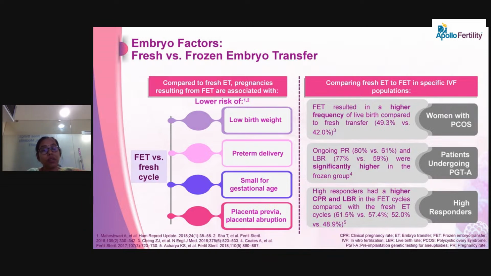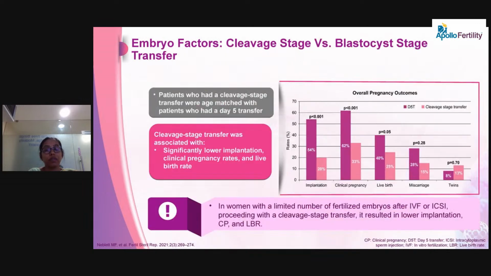So frozen embryo transfers always resulted in a higher frequency of live birth compared to a fresh transfer, especially in women with polycystic ovaries, where high estrogen level has an adverse effect on the endometrial lining and the implantation. Ongoing pregnancy rate and live birth rate were higher in the frozen group compared to the fresh group. Even high responders have a higher clinical pregnancy rate and live birth rate in a frozen cycle.